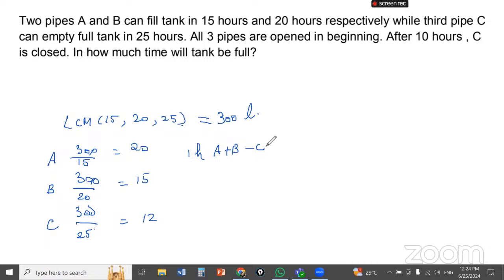Arjun, they've asked for the full tank, the total time. How much time will it take for the tank to be full? The total time you have to find. You have found the remaining one only. Yes, you are right, Arjun.